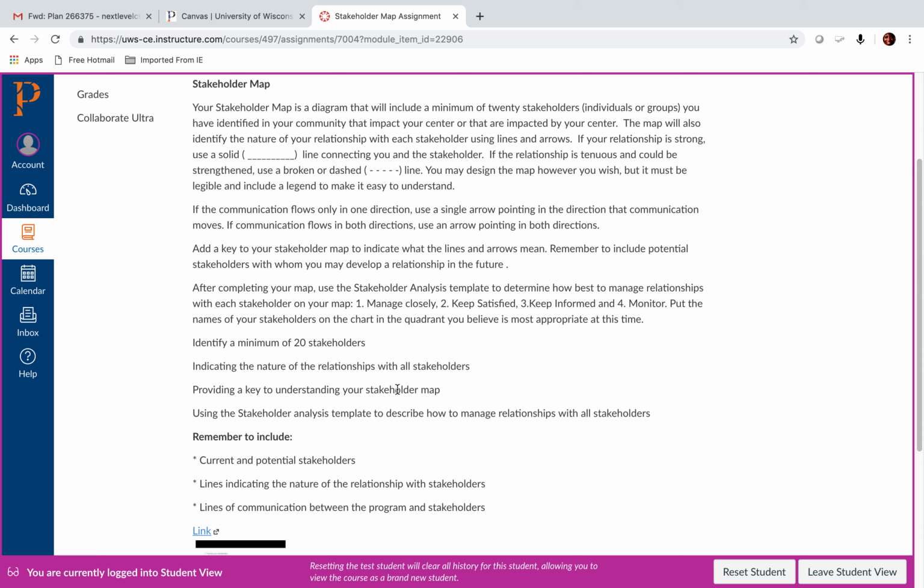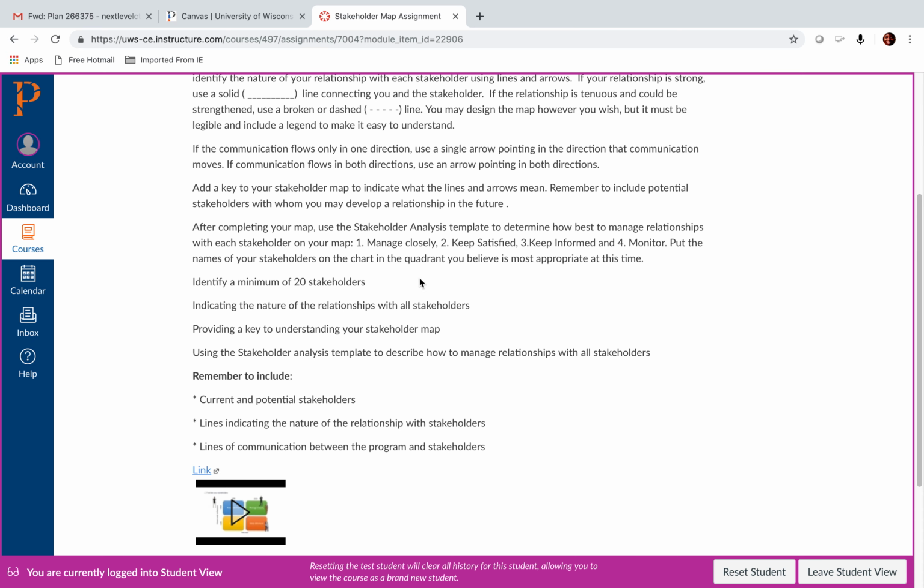several courses. So after completing your map, use the stakeholder analysis template to determine how best to manage relationships with each stakeholder in your map. And you see where it has the different areas numbered: manage closely, keep satisfied, keep informed, and monitor. Put the names of your stakeholders on the chart in the quadrant you believe is most appropriate at this time.